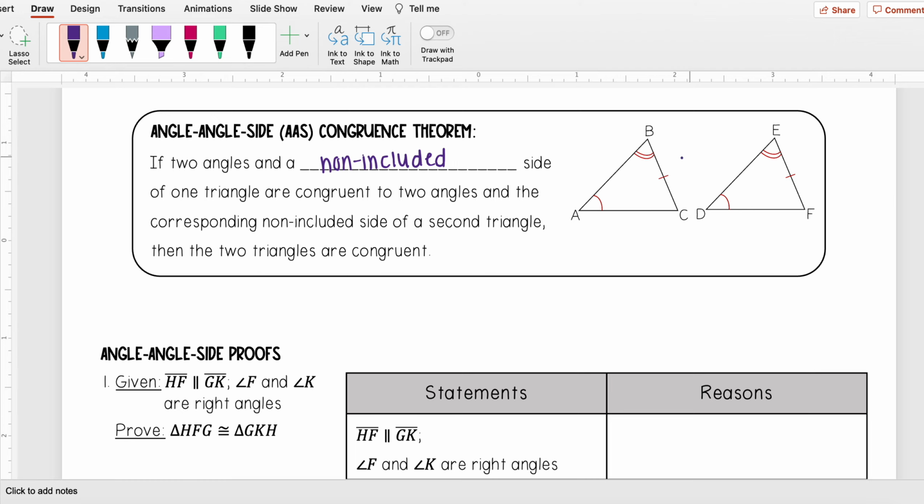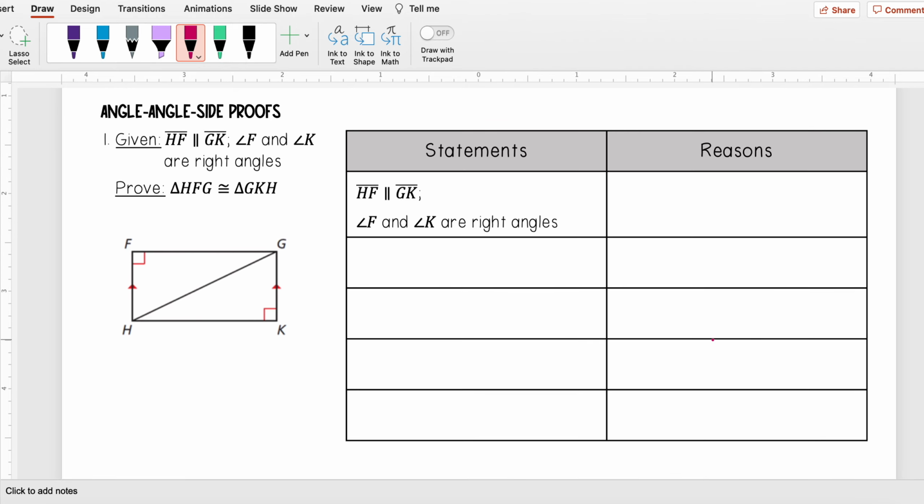triangles are congruent. So I see here I again have two congruent angles, but instead of the included side being congruent, like we saw last time, we instead have the non-included side. So now it's a side off on the other side of these two angles. And whenever we have that, that means that these two triangles will be congruent. So here we'll see that triangle ABC is congruent to triangle DEF. So now let's go through some proofs.